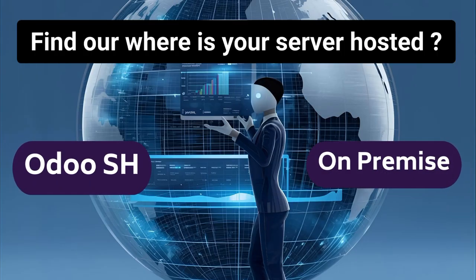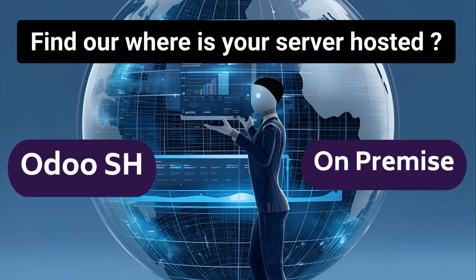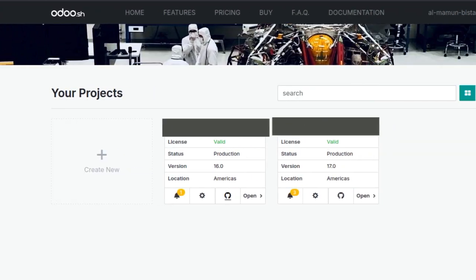To deploy it, first find out where your server is hosted. Is it hosted on Odoo SH or any on-premise server like AWS or Linode, etc.? Let's see, if our server is hosted on Odoo SH, how we can deploy it.